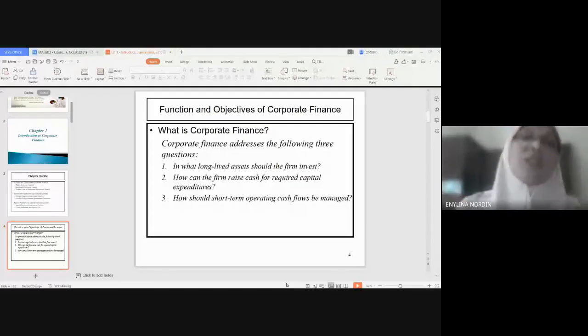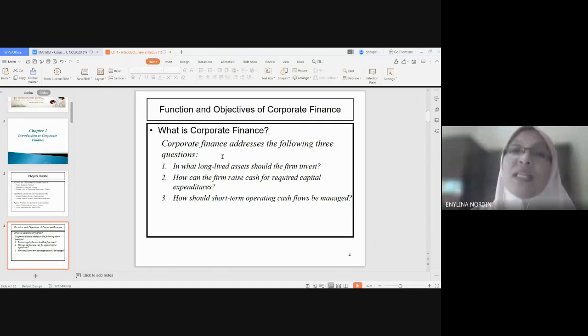Okay, so the next part, we go to the first part of this chapter. What is corporate finance? Kita kena kenal dulu corporate finance tu apa. So if you're talking about management accounting, it's about decision making, right? Same here for corporate finance, it involves decision making, but in different ways lah. For financial accounting pula, dia punya recording tu quite different from corporate finance.